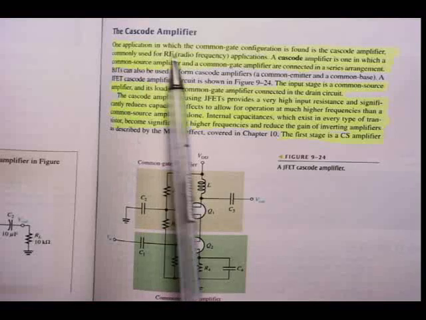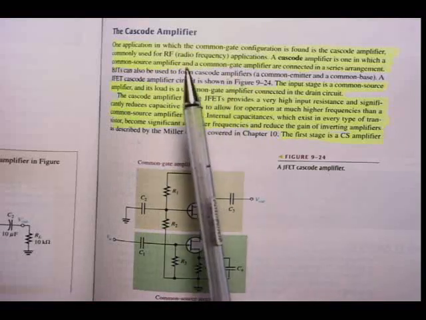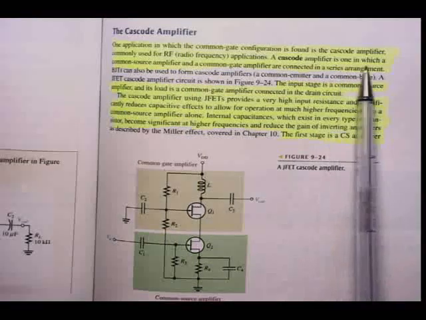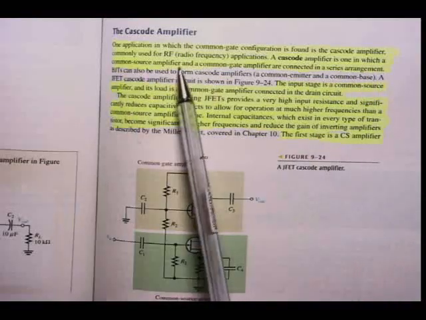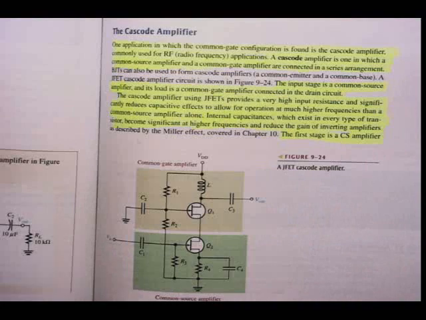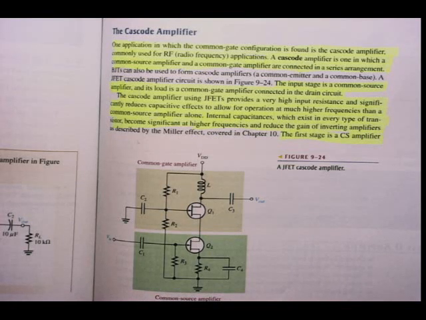Commonly used for RF radio frequency applications. A cascode amplifier is one in which a common source amplifier and a common gate amplifier are connected in a series arrangement. What do I have when I have amplifiers connected in a series arrangement? Multi-stage amplifiers, right? As we've discussed previously, what do I know about multi-stage amplifiers? Voltage gain. I have to find the voltage gain of each stage, because I'm going to multiply the two to get the overall voltage gain.